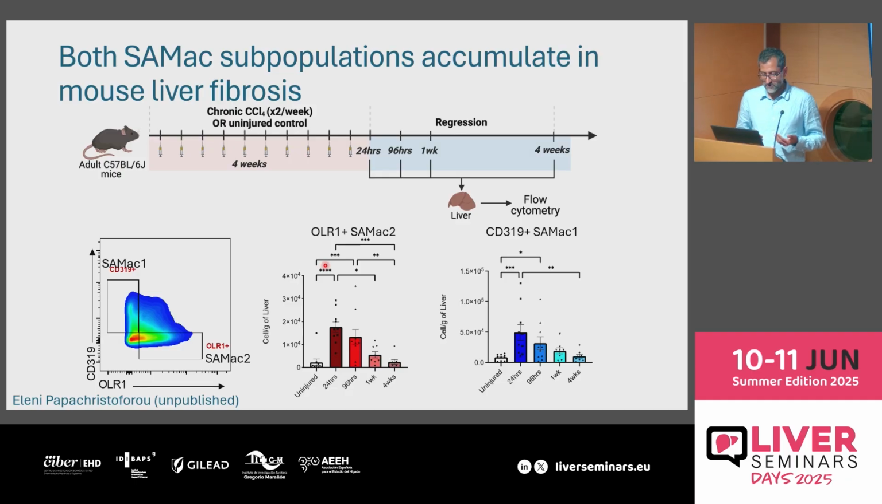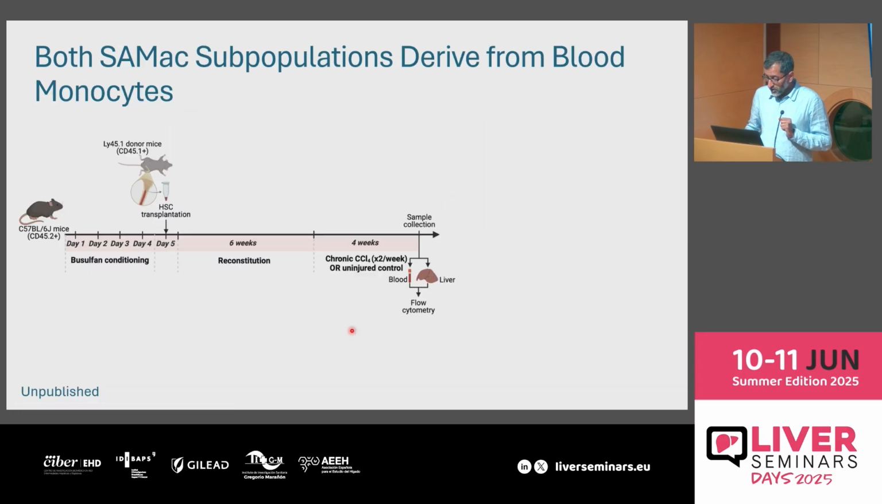So if we look at flow cytometry of these different macrophage populations, what we find is that both types of scar-associated macrophage are really in the liver at the time where you've got active injury and fibrogenesis. But when the injury is resolved and regressed, actually these macrophages are largely gone.